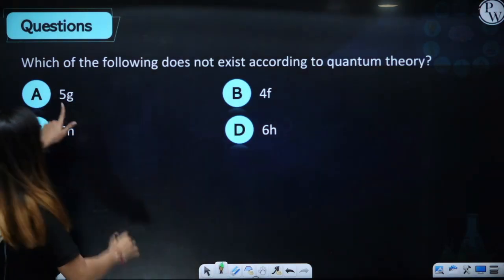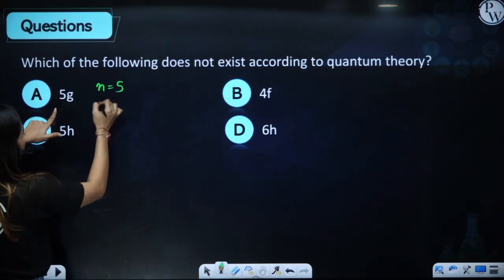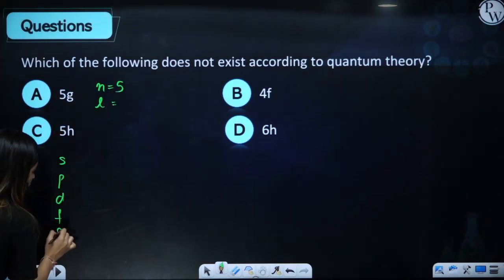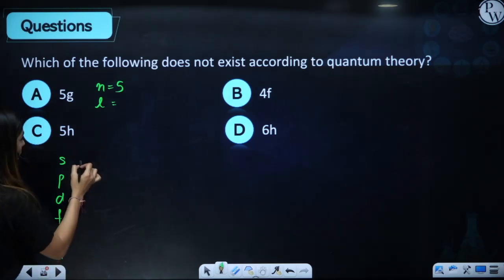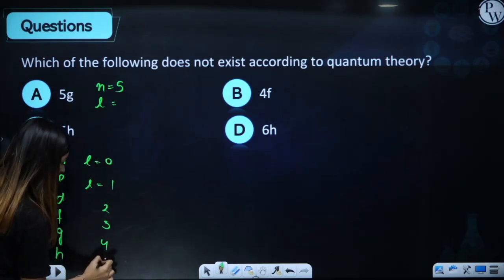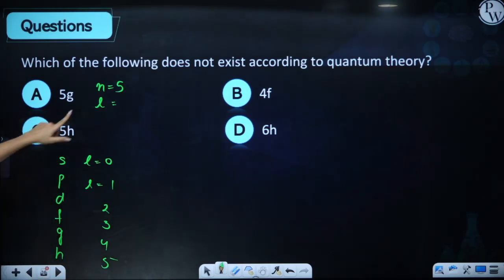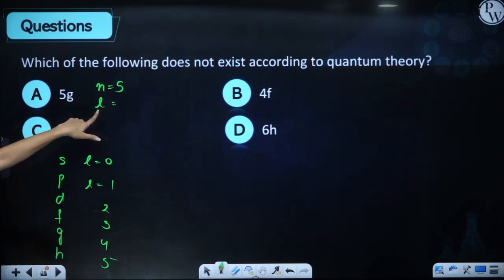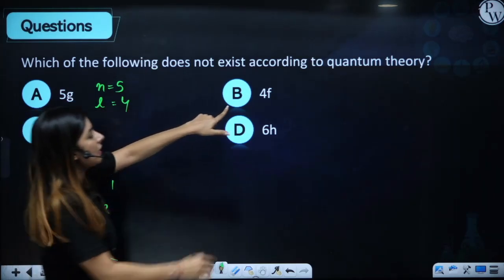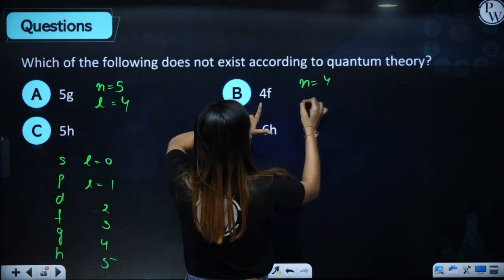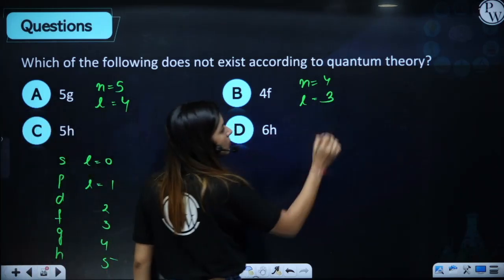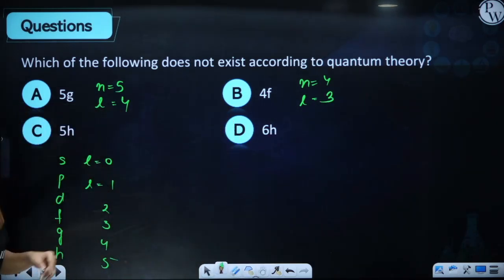Okay. So, here if n is equal to 5, for s, p, d, f, g, h, L is equal to 0, 1, 2, 3, 4 and 5. So, can g be possible? 0 to n minus 1, 4? Yes, ma'am, this is possible. If n is equal to 4, then for f, L value is 3, right? Yes. Is it possible? Yes. 0 to n minus 1 values are possible.